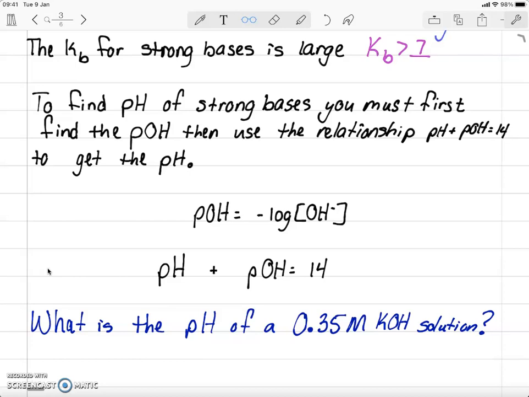Now, we typically don't use pOH when analyzing solutions or doing things in lab. pH is kind of the go-to thing. So we often want to know pH instead of pOH, even for the case of bases.